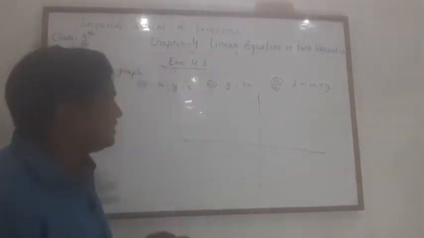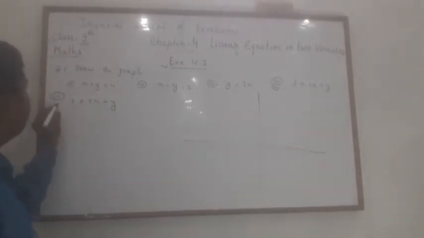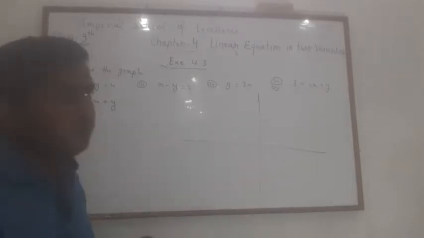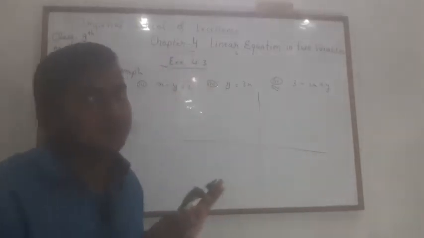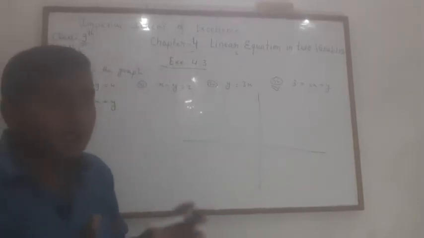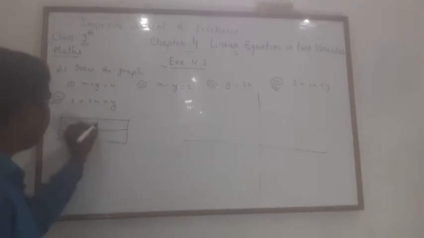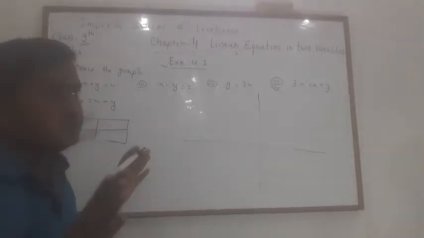Okay, so let's see here. This is 3 is equal to 2x plus y. This is the equation, this is the fourth one. Okay, first what we will do, we will find two solutions of this equation. In the previous class I have told you how to find the solution of this equation. So for that we will draw a table for two solutions. This is x and this is y, and now we are finding the solutions. So let's see what will happen.